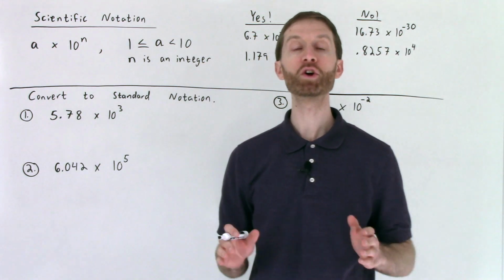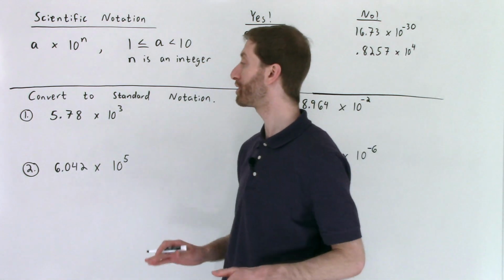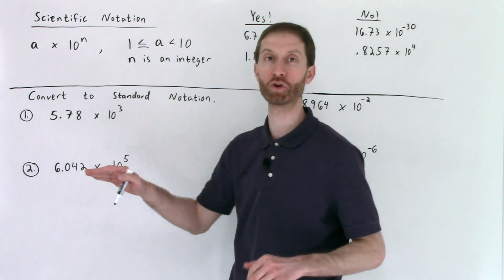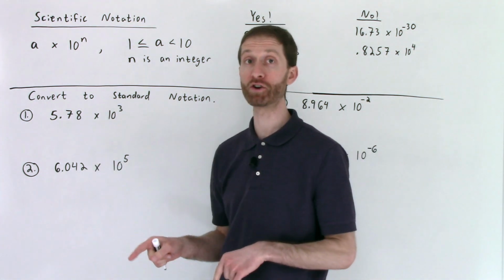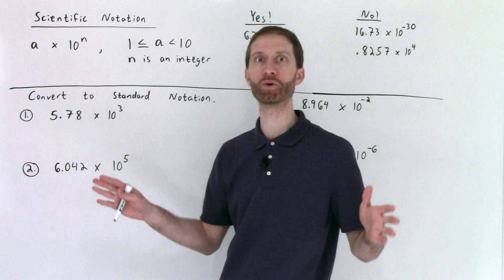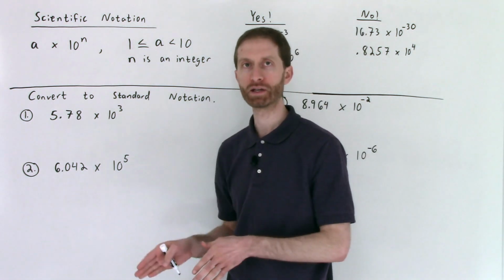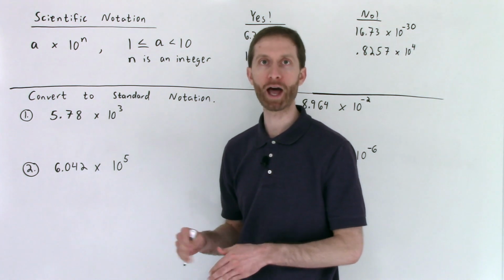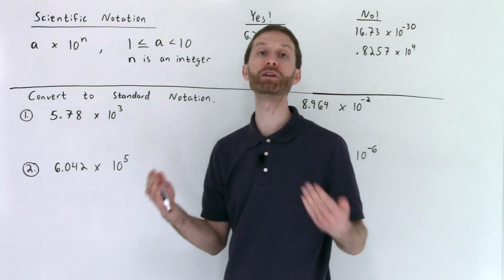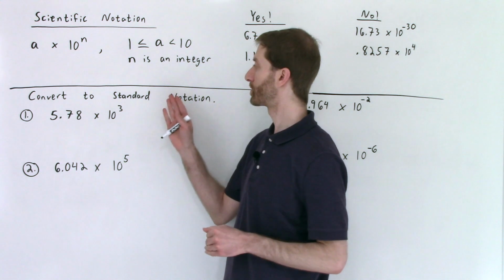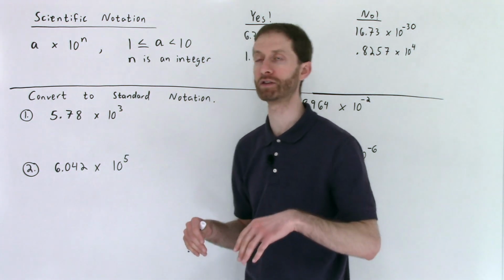In this video, we are going to go over how to convert numbers that are in scientific notation into standard notation, or back into regular old numbers that we're used to seeing. Very simply, we're going to do the opposite operations, or the opposite movements, of what we did in converting to scientific notation, which I showed in a previous video.